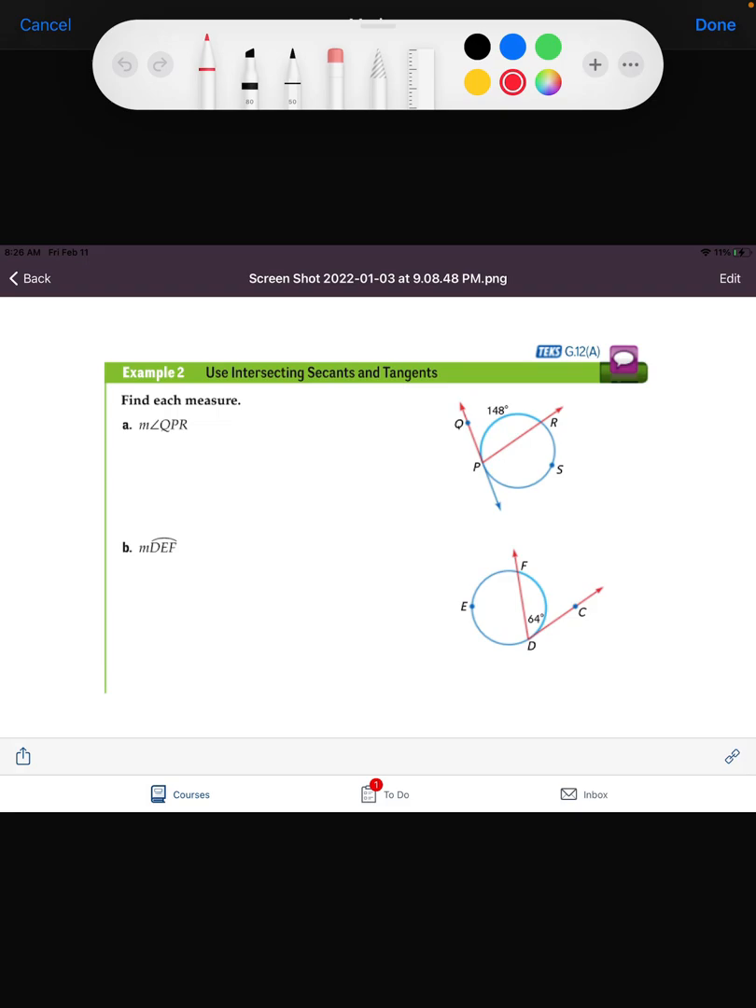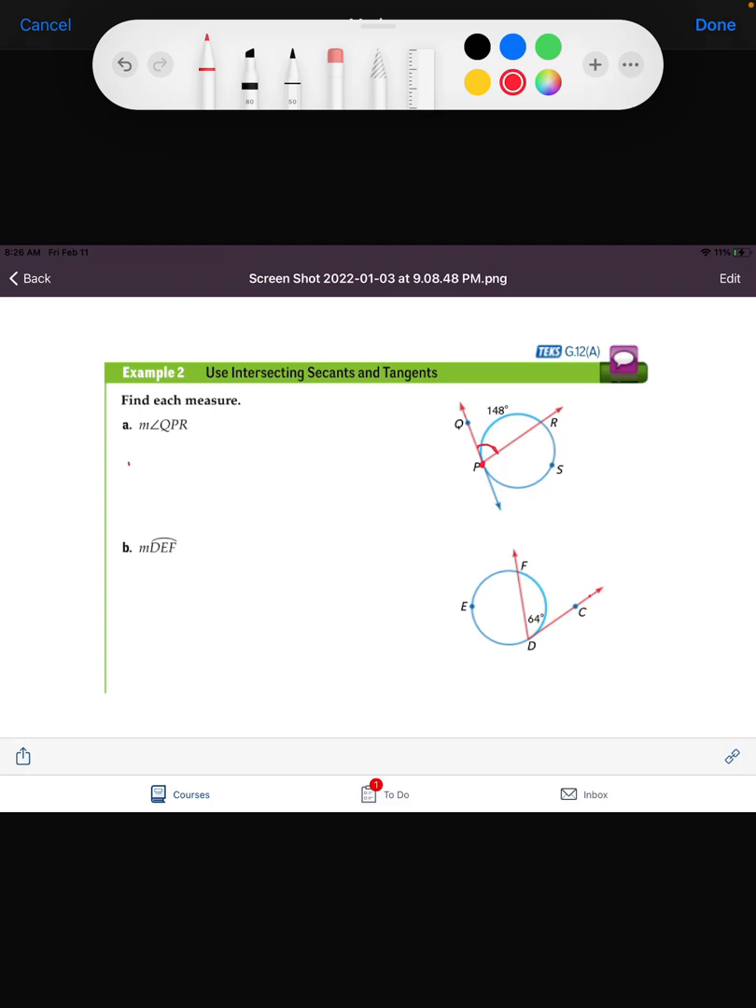So this says, find each measure. We want to find QPR. So we're looking for this angle right here. So we have a secant line, PR, and a tangent line, QP, that intersect at the point of tangency, P. So we can say that QPR is going to equal 1/2 of the arc, 148.